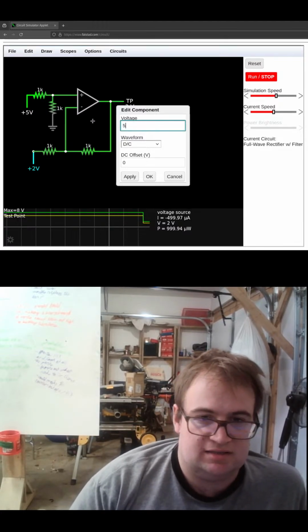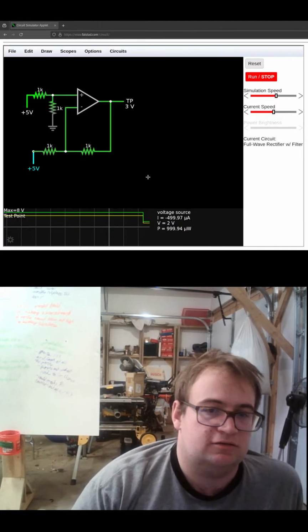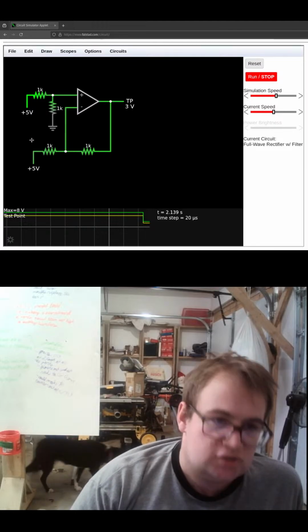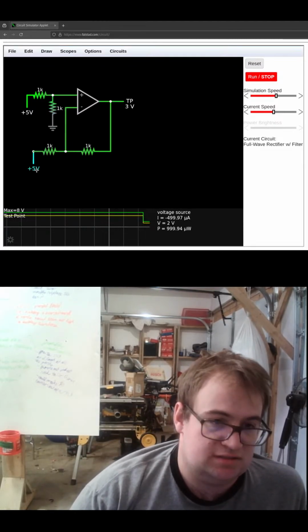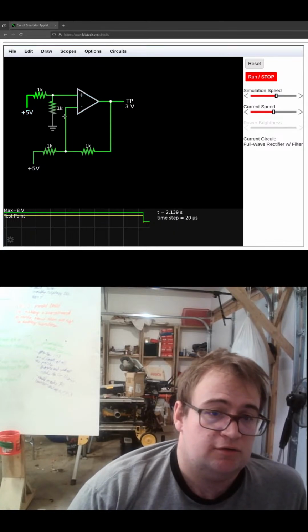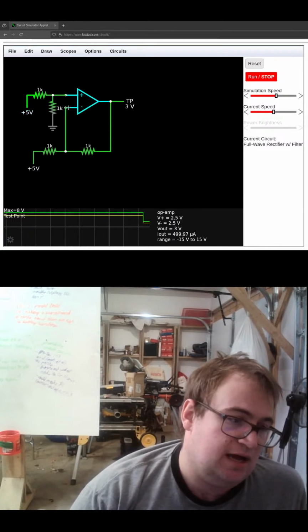Now let's say this is 5 volts. Apply. Okay. So this is 5 volts now. We're still going to want to see 2.5 volts here.